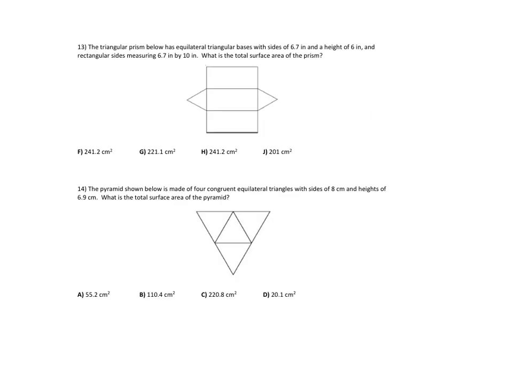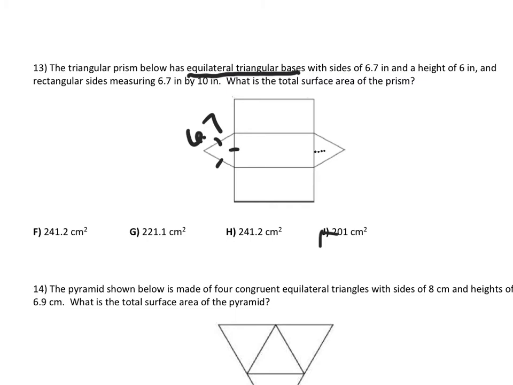Number 13, the triangular prism below has an equilateral triangular base. So equilateral, that wording right there means that all sides are equal, okay, with sides of 6.7 and a height of 6 inches. So they're saying the height of this triangle right here on both sides is 6 inches. And rectangular sides measuring 6.7 inches, so that would be this side, by 10 inches, so that's this side. What is the total surface area? So you have to find the total. It means every single piece, okay?